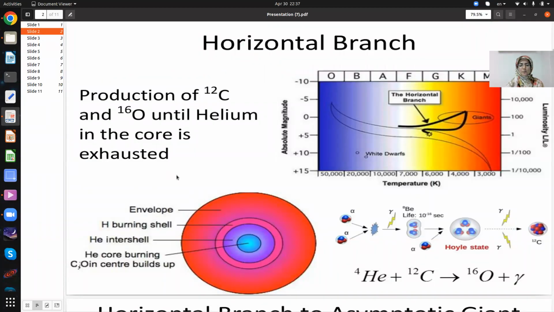In horizontal branch stars, we have helium core burning, and carbon and oxygen in the center build up. Helium intershell and hydrogen burning shell and envelope, as you see here. Production of carbon-12 and oxygen-16 continues until helium in the core is exhausted.